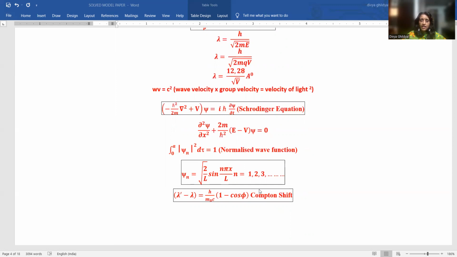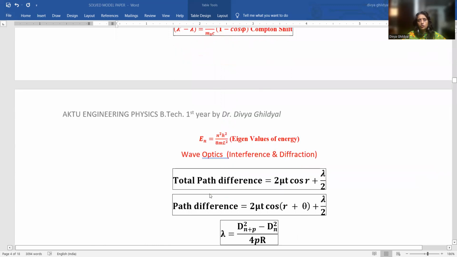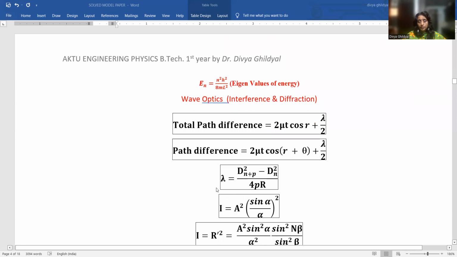For a particle in a one-dimensional well, phi is equal to under root 2 upon L sine n pi x by L, where n is 1, 2, 3, 4, etc. Compton shift del lambda is equal to h upon m naught c into 1 minus cos phi, where h upon m naught c is a constant which is known as the Compton wavelength. Eigenvalues of energy En is equal to n square h square upon 8 m L square.